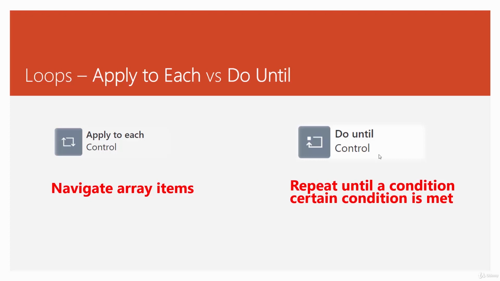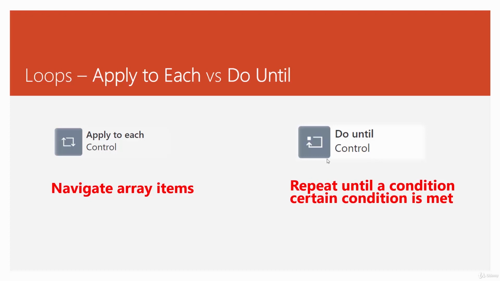In Power Automate, when you want to do something for a certain number of times, or you want to keep on doing something until some certain results is there, like for example, there is a service you want to keep on calling until you get the result, that's a situation that you use do until.